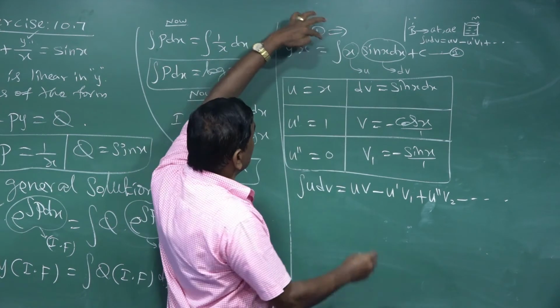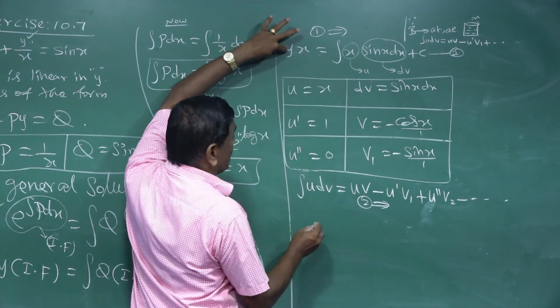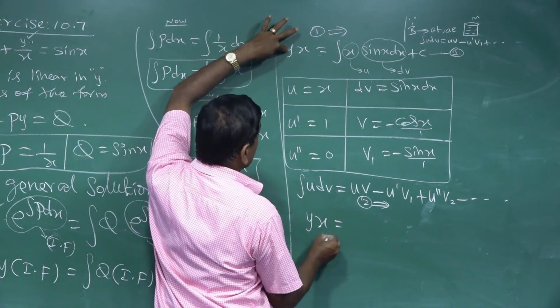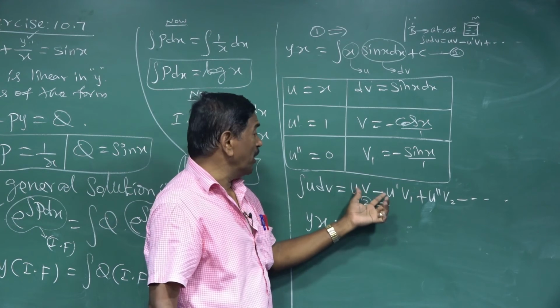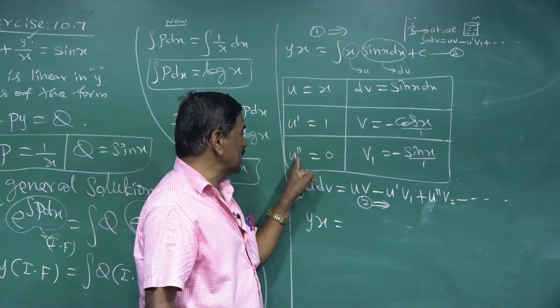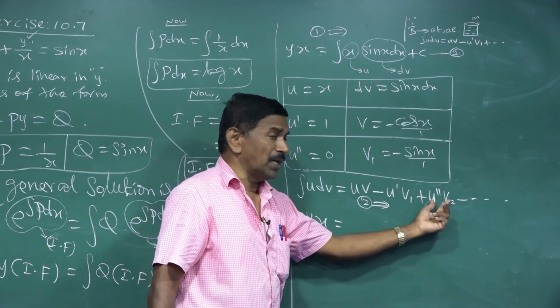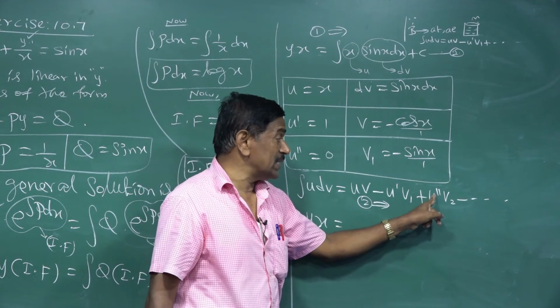Okay, listen carefully. Write the left hand side as it is, y x, fix it. Now, for RHS, write Bernoulli's formula. Okay, how many terms do we need for this question? Here u double dash 0. U double dash 0 means the third term 0, no need. First term, second term enough, third term 0 because u double dash 0.